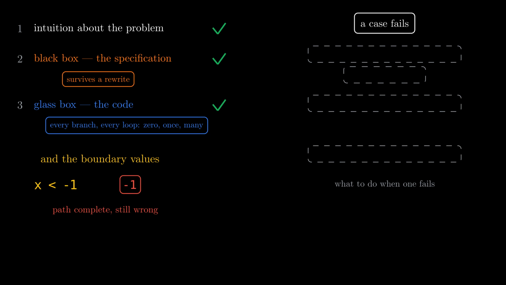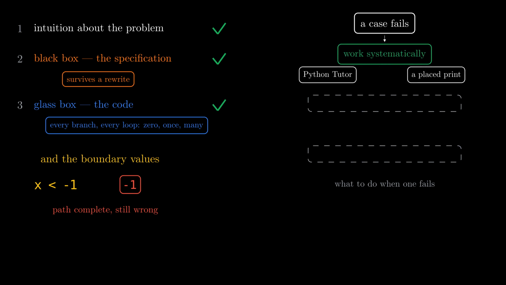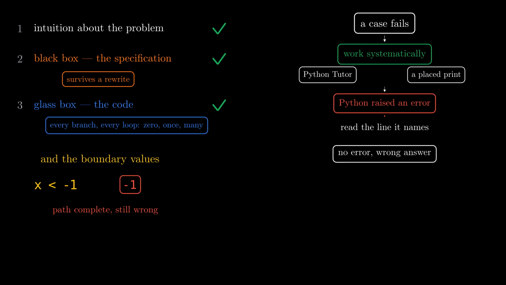When a case finally fails, work systematically. Step through it in Python Tutor or place your prints on purpose. If Python named the error, read the line. If it did not, the error is in your reasoning, and you go get a duck.